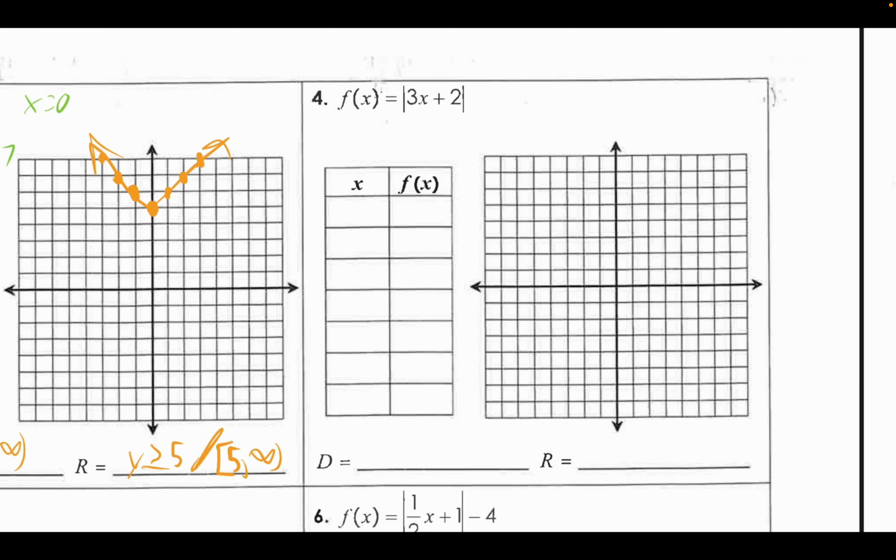Number 4 here, as we set the inside of the absolute value equal to 0, and then solve, we end up getting x to be negative 2/3. So as I put negative 2/3 in the middle, you might be wondering, well, what do I put on each side? We'll still pick the next integer. So integers are not decimals or fractions. So the next integer below would be 0, 1, and then 2. And the other direction would be negative 1, negative 2, and negative 3.